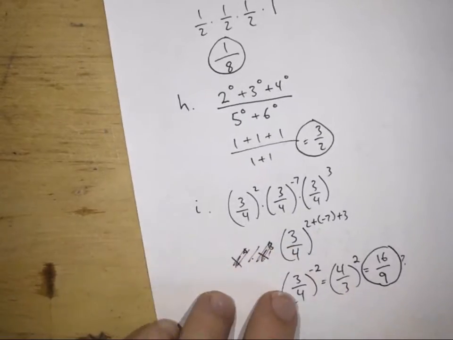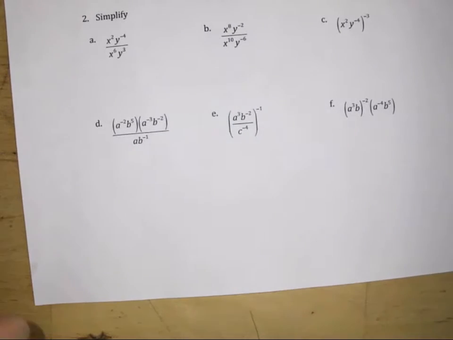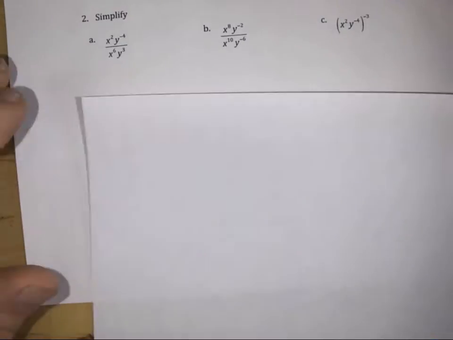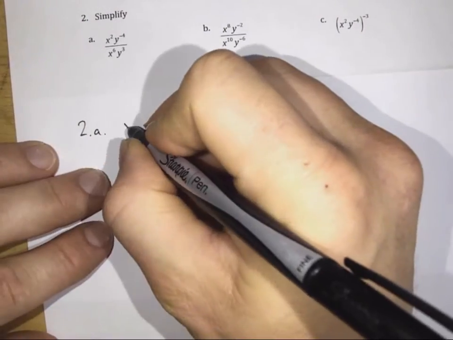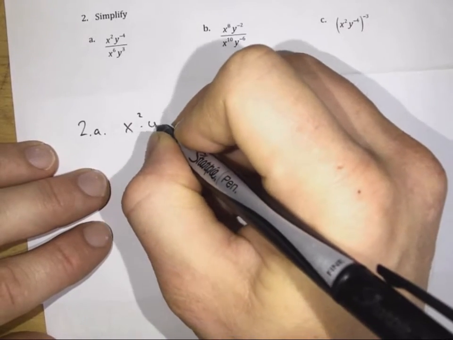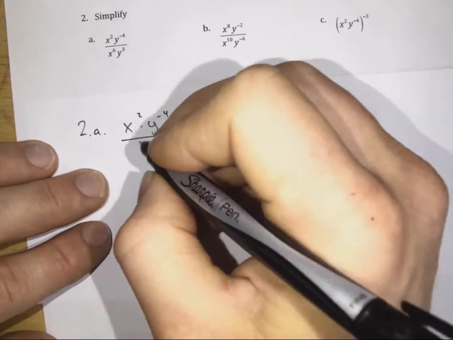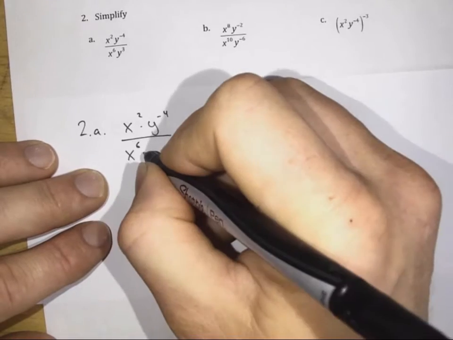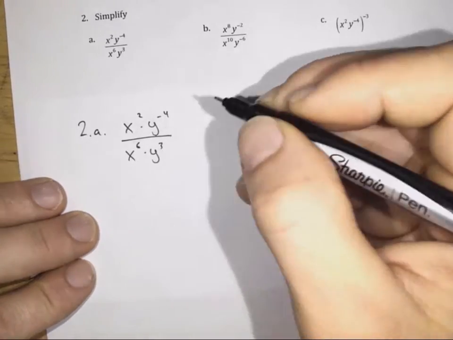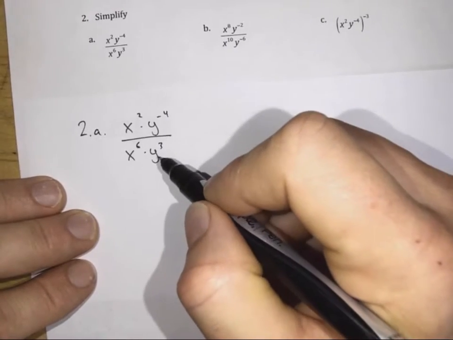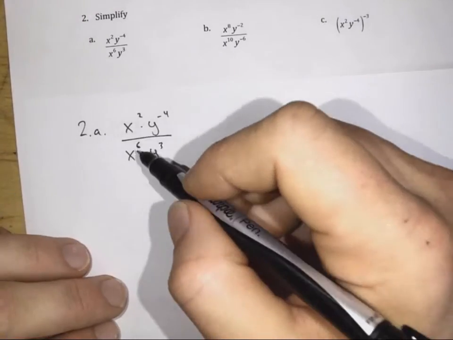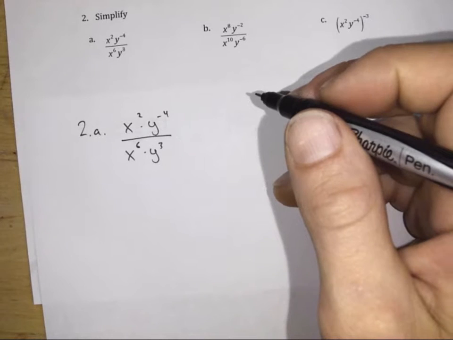Okay, let's move on now to question 2. Question 2A asks us to simplify x squared multiplied by y to the power of negative 4 over x raised to exponent 6, y cubed. Generally speaking, we've been doing whatever we can on the top of the fraction before we proceed, but it doesn't look like there's much we can do here.